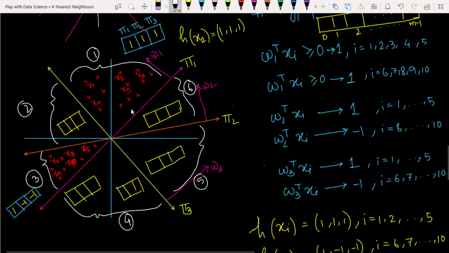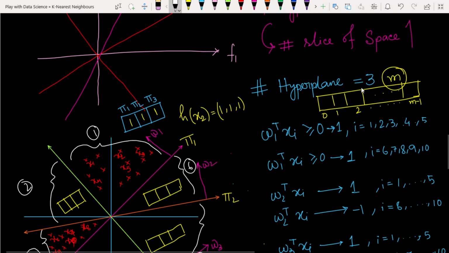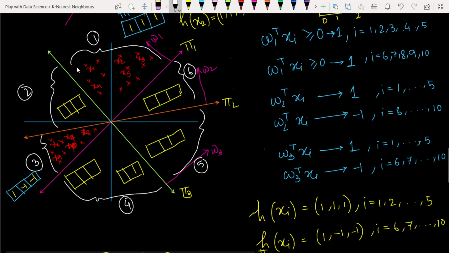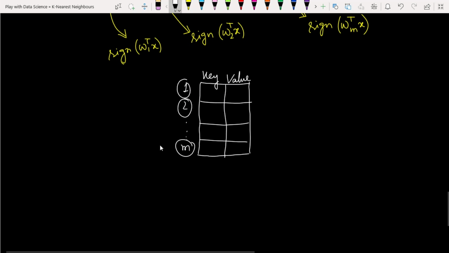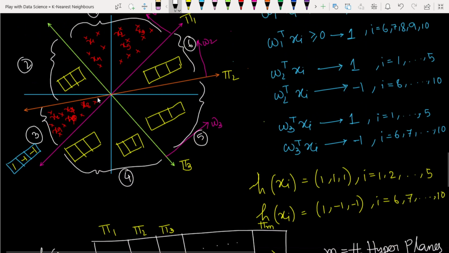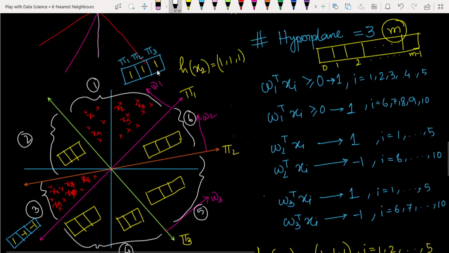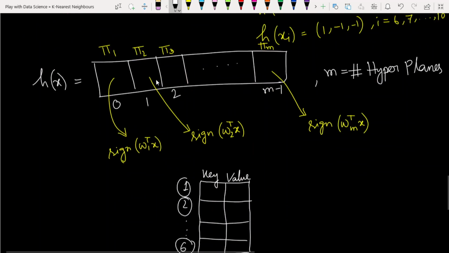So how many slices? If we take the number of hyperplanes equal to 3, then how many slices do we make? For this case we make 6 slices. So in this example, this M value will be 6. Simple. This M value will be 6, and what will the key value be? In these cases the key value will be the tuple of numbers. This tuple of numbers will be the key value.